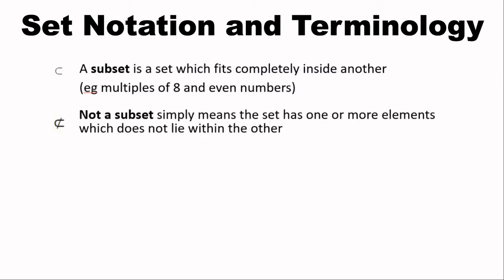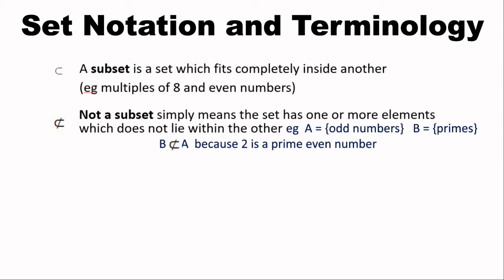Similarly, if we draw that same symbol of the subset, but we draw a line through it, that simply means that it's not a subset, which means the set may have one or more elements which do not lie within the other set. For example, if A is a set of odd numbers and B is a set of prime numbers, B would not be a subset of A. We could not fit all of the prime numbers within the set of odd numbers because 2 is a prime number and it's even, not odd.